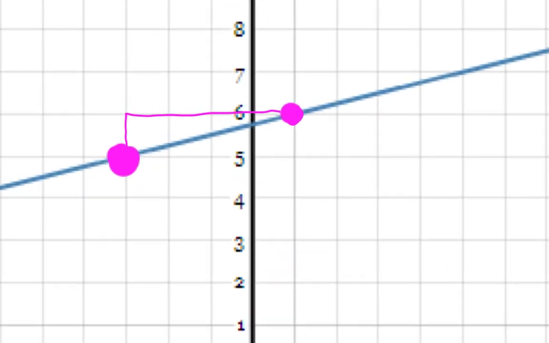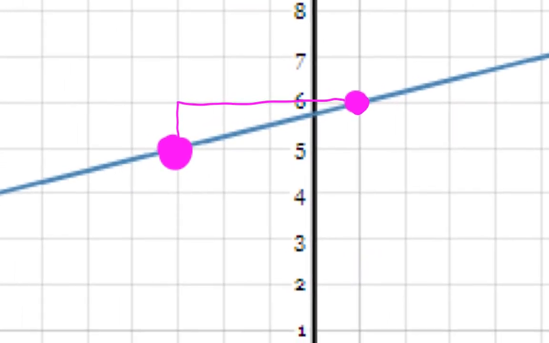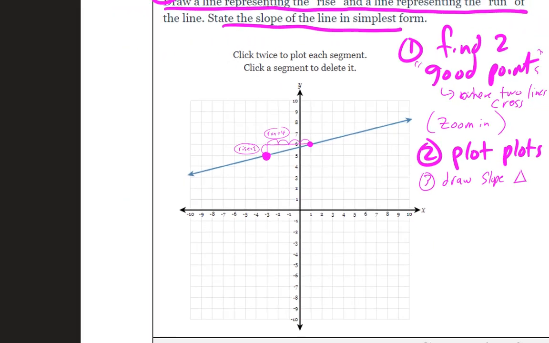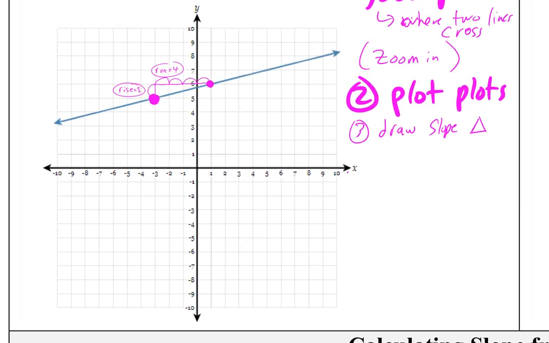Then we're going to calculate the rise and the run. The rise equals 1, right? Let's calculate the run. The run equals 1, 2, 3, 4. The run equals 4. So if our slope is equal to rise over run, that means our slope is 1 over 4.